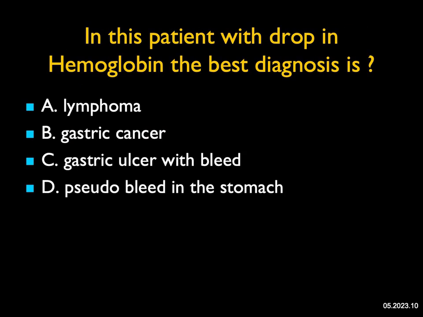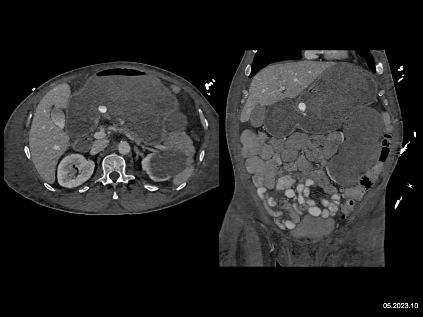In this patient with a drop in hemoglobin, the best diagnosis is, well, when you look at the stomach, you see high density fluid in the stomach, which means there's likely bleeding present. Now, it could be from the esophagus, it could be from the stomach. If you look at the antrum level, there's about a 1 centimeter circle of high density, and that's an active bleeding source.